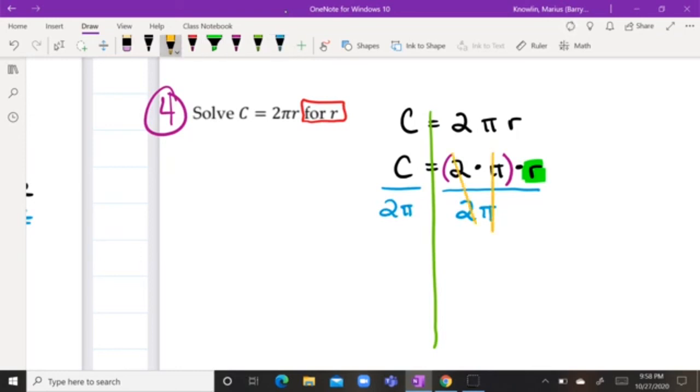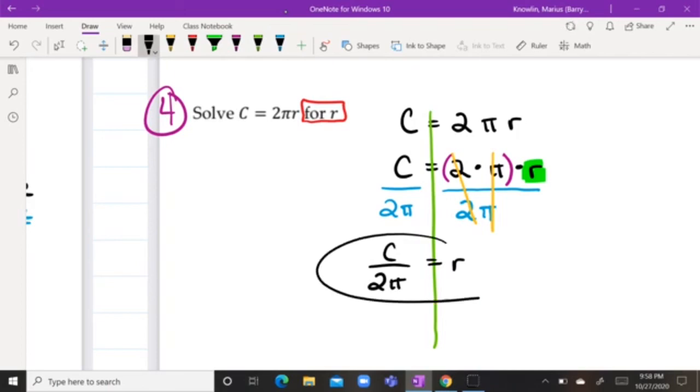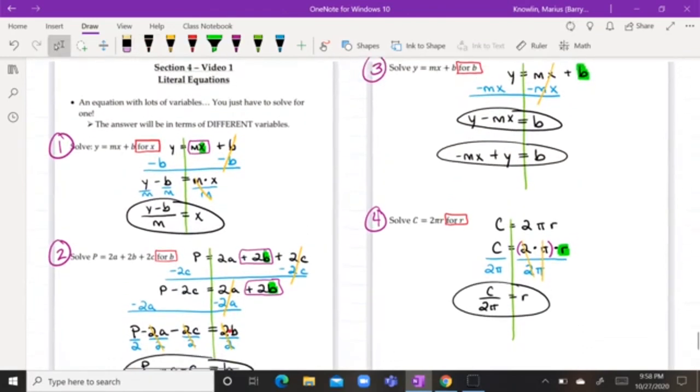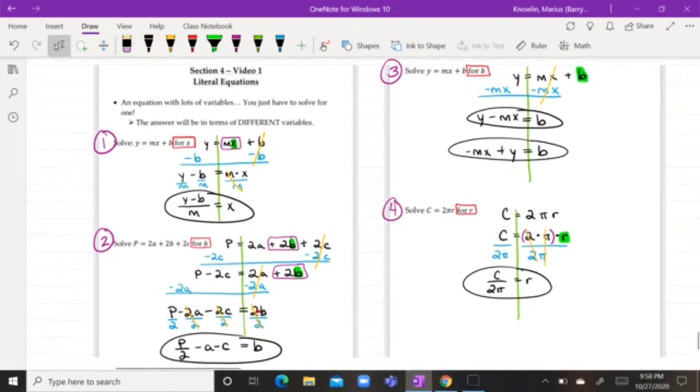The 2 and the pi cancel out. And now we're left with r equals c divided by 2 pi. And that would be it. Final answer. So another brief video on solving literal equations. All right.